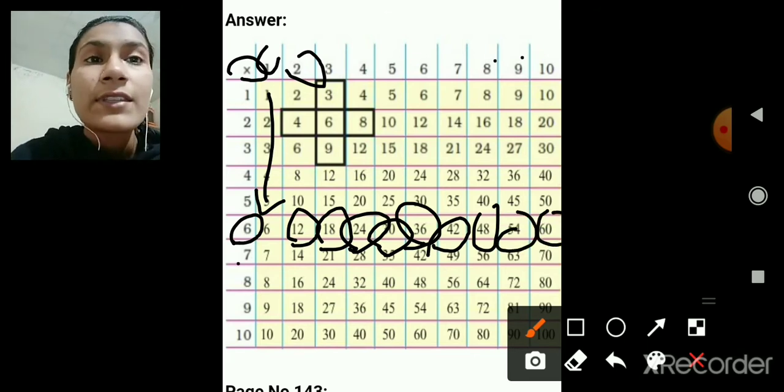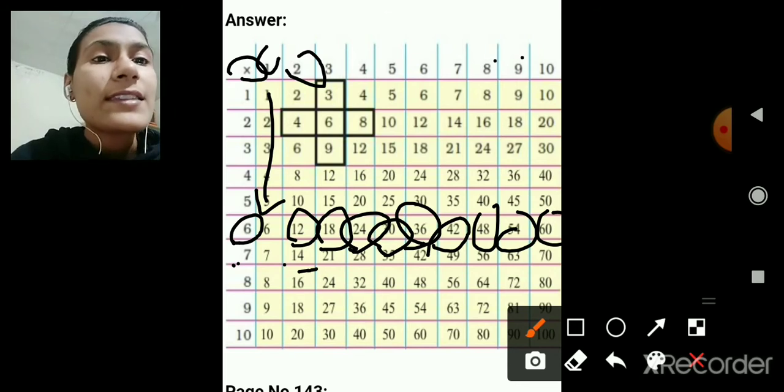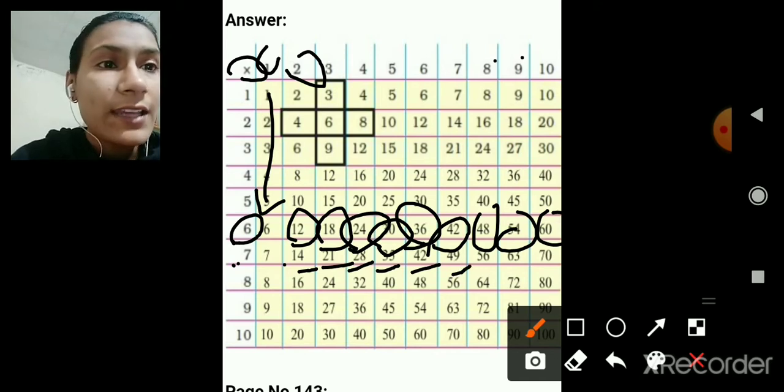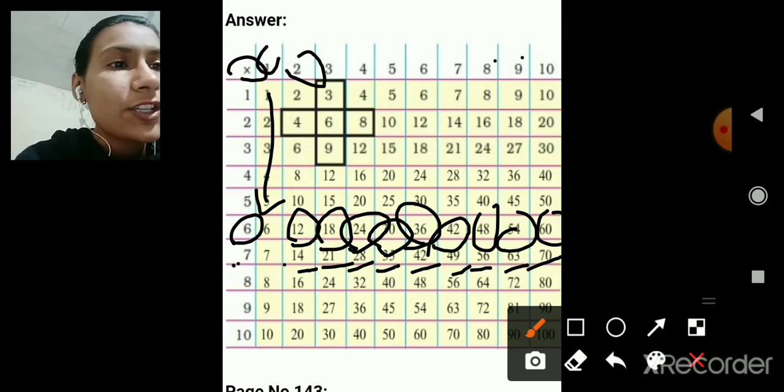Then 7. 7 multiplied by 1 is equal to 7. 7 multiplied by 2, 7 2's are 14. Then 7 3's are 21. 7 4's are 28. 7 5's are 35. 7 6's are 42. Then 7 7's are 49. 7 8's are 56. 7 9's are 63. And 7 10's are 70. So you can write this answer in your textbook.